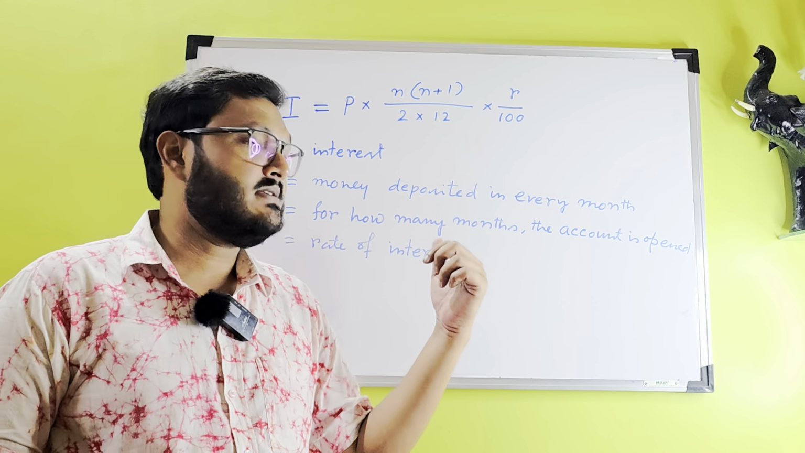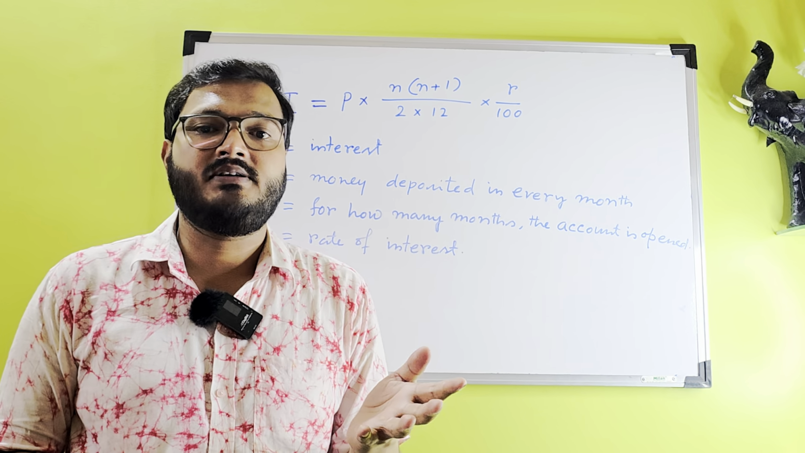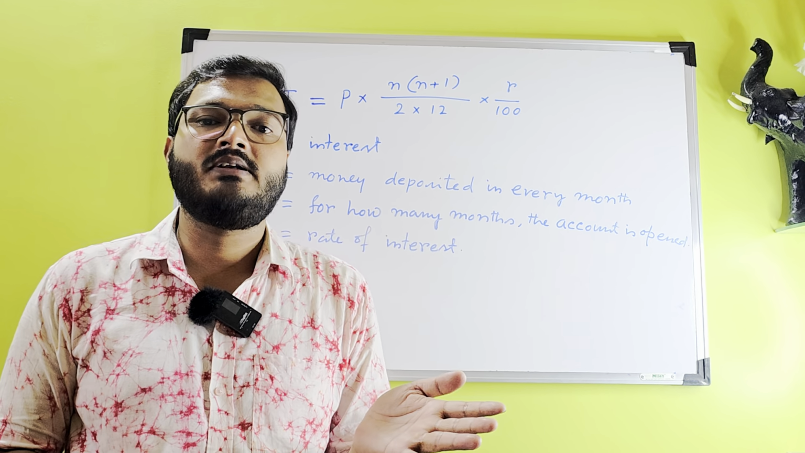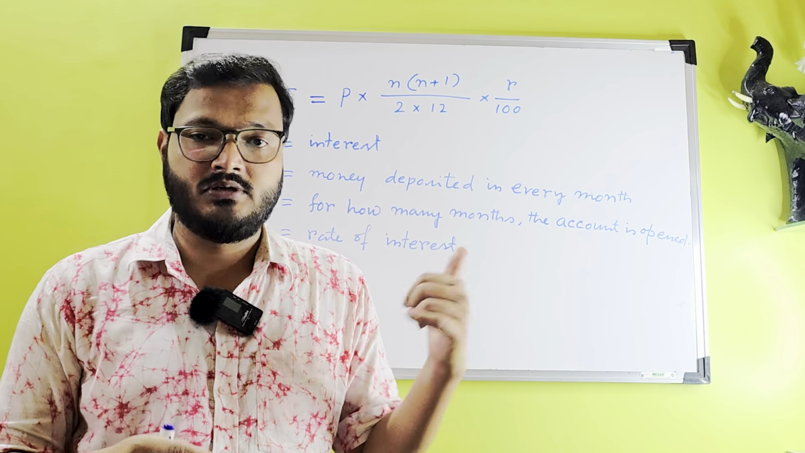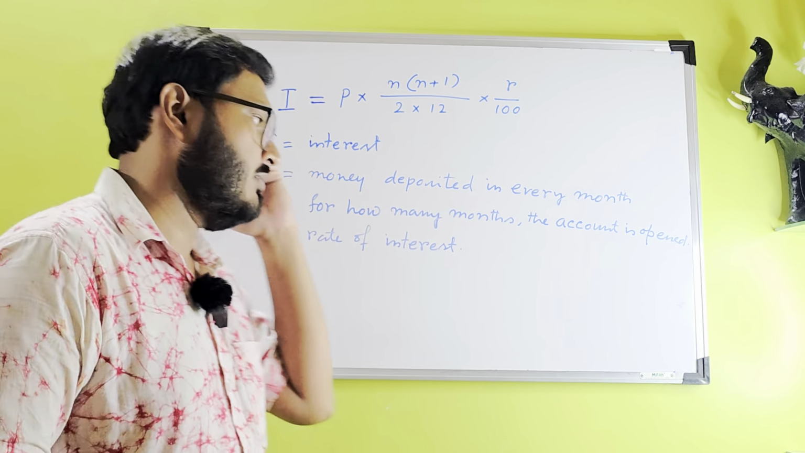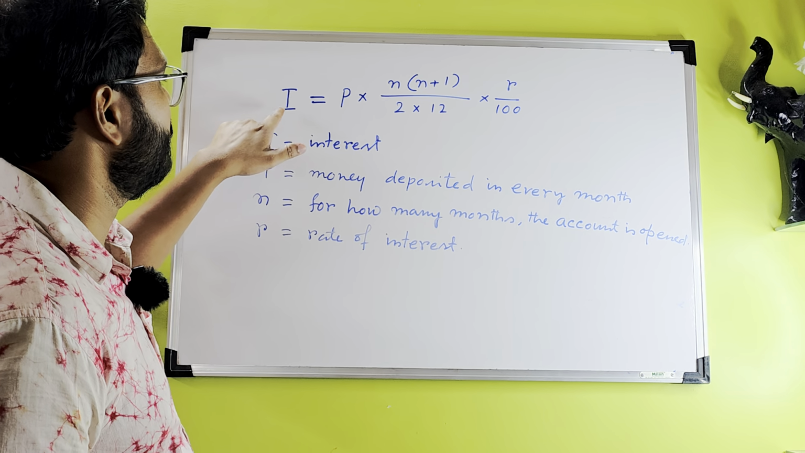So if in any sum the year is given, then we have to convert it into months. That is, 2.5 years equals how many months? We'll do it, no problem. So first listen to this, understand this one. This is the formula of interest.